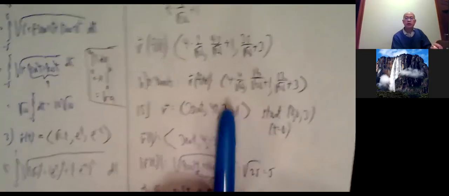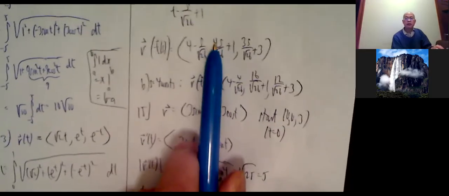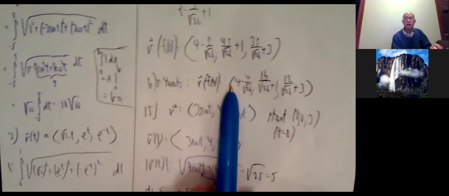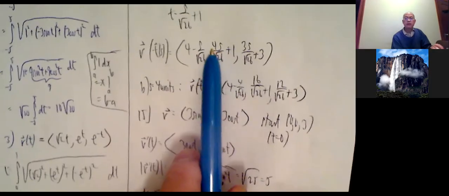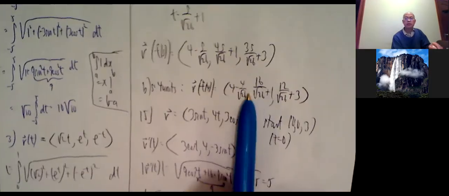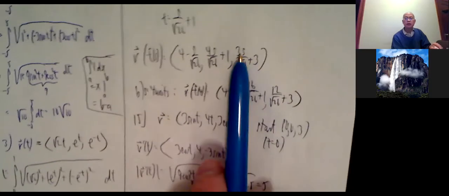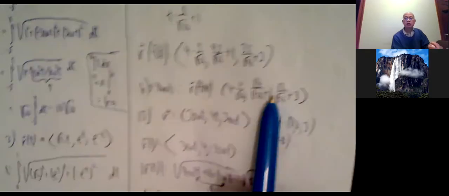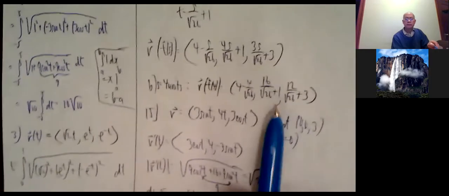Then I just plug in a 4 there, put a 4 right there. 4 minus 4 over radical 26. Put a 4 right there. 4 times 4 is 16. 16 over radical 26 plus 1. And put a 4 right there. 3 times 4 is 12. 12 over radical 26 plus 3.